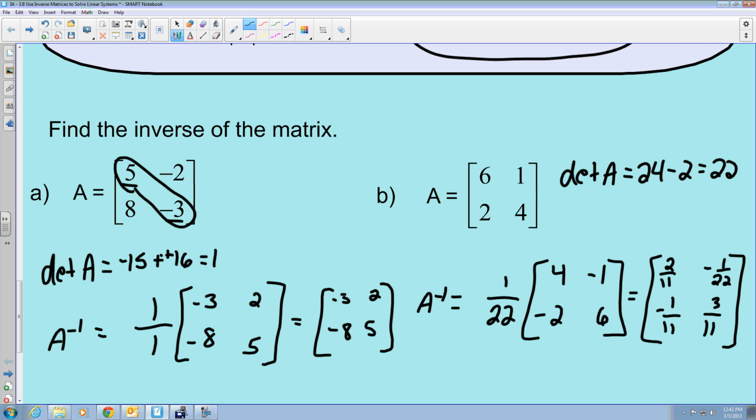So my inverse for A ends up being 2 over 11, -1 over 22, and -1 over 11, and then 3 over 11.